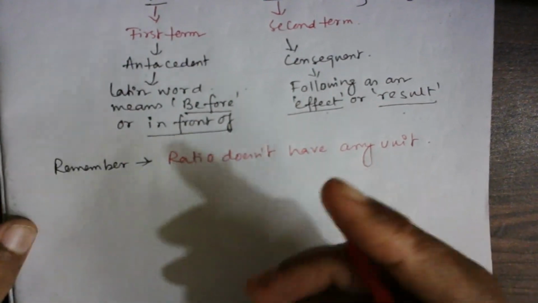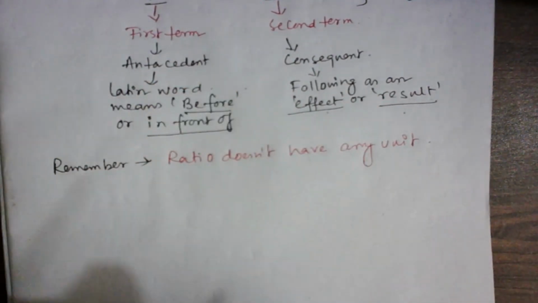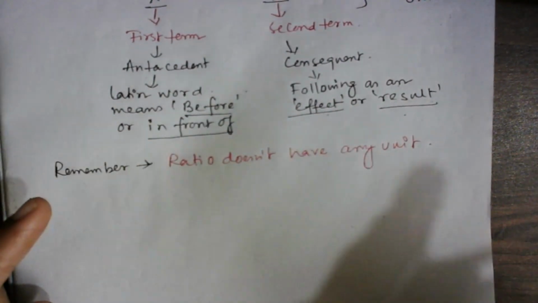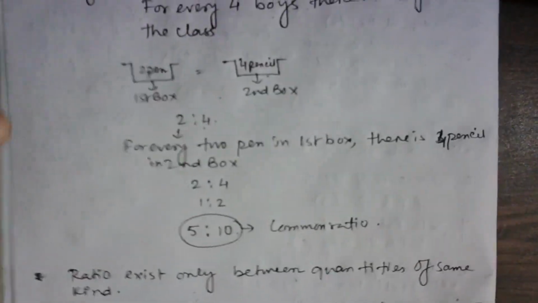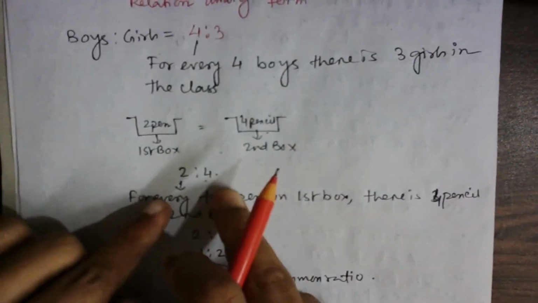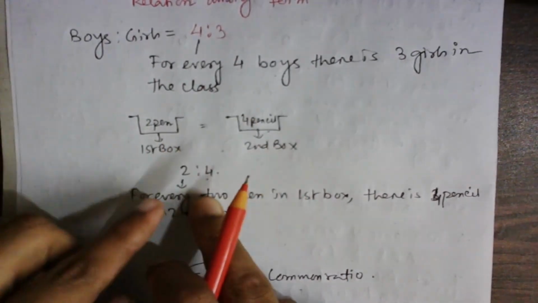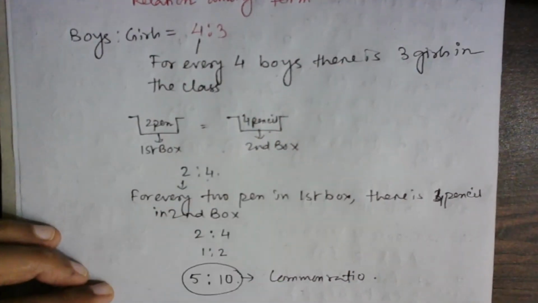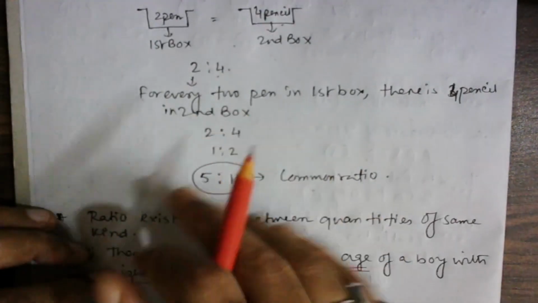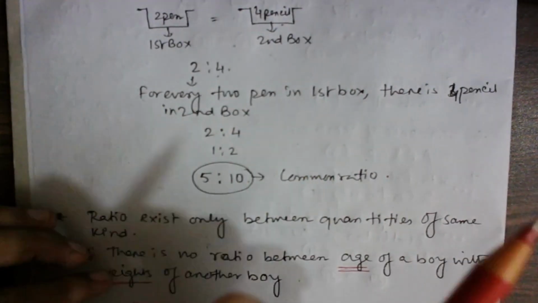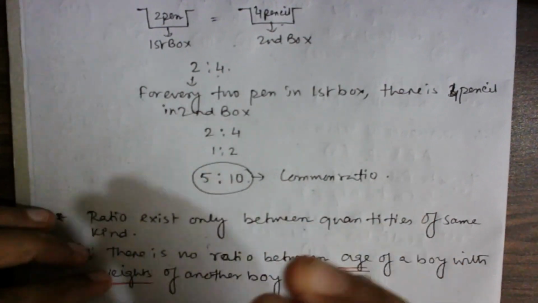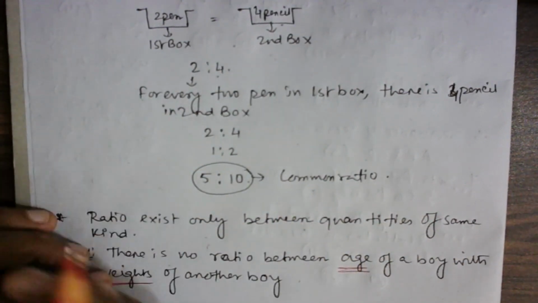Suppose I tell you 2 pens to 4 pencils, it means 2 is to 4. I am not going to write 2 is to 4 pen or pencil. When I calculate this ratio 1 is to 2, I am not going to write any units. But when I elaborate the first term and the second term, then I write 2 pens and 4 pencils. But I am not writing it with the final ratio 1 is to 2, because ratio doesn't have any unit. It only gives you the relation between the two things, with respect to the comparison we make between antecedent and consequent.